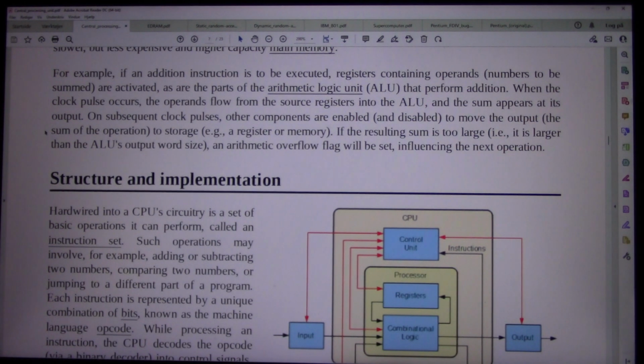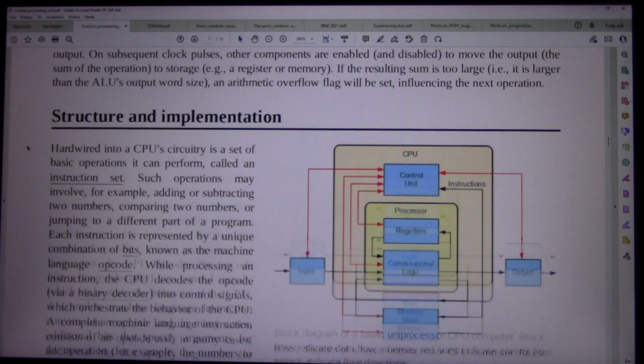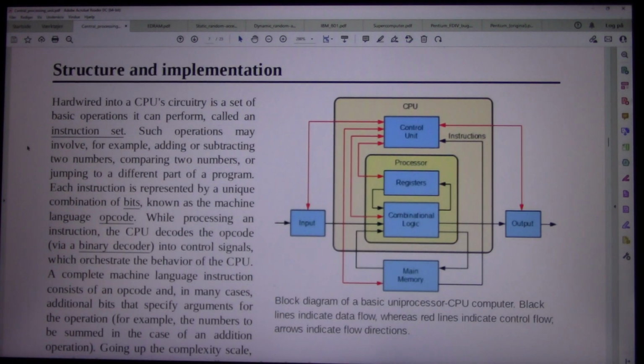Structure and implementation. Block diagram of a basic uniprocessor CPU computer. Black lines indicate data flow, whereas red lines indicate control flow. Arrows indicate flow directions. Hardwired into a CPU's circuitry is a set of basic operations it can perform, called an instruction set. Such operations may involve, for example, adding or subtracting two numbers, comparing two numbers, or jumping to a different part of a program.